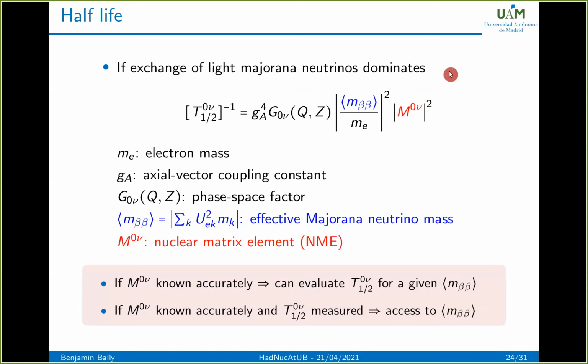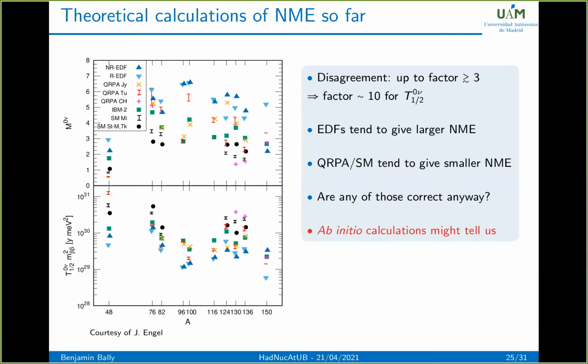And the goal is that if we can compute M, we can evaluate a certain range of expectation values for the half-lives given M beta beta. We don't know M beta beta, but there is a certain range that we can evaluate. And the other possibility is that if someone happened to observe neutrinoless double beta decay, we can access M beta beta and constrain it further. So that's one of the interesting parts of where nuclear physics can shine in this game.